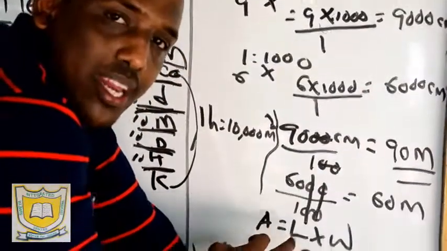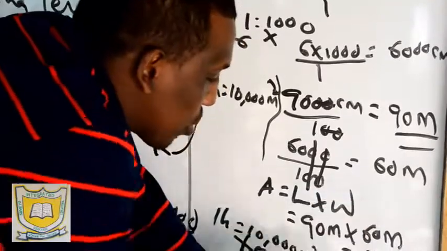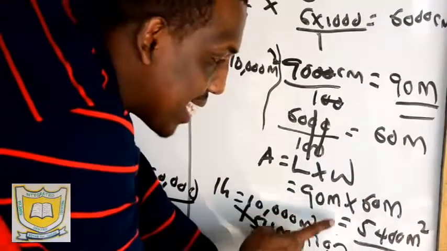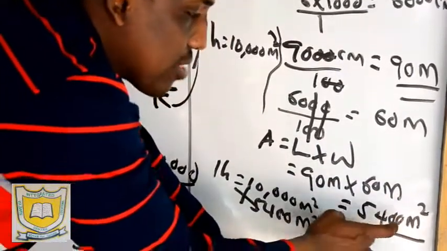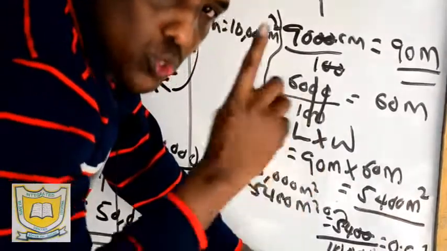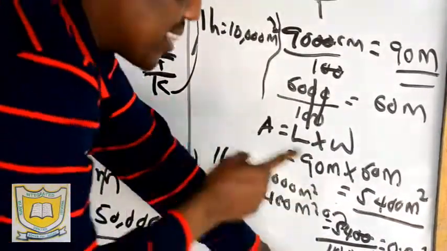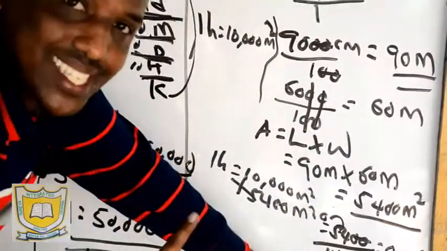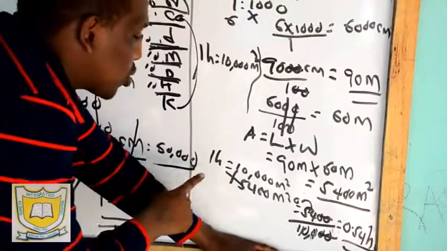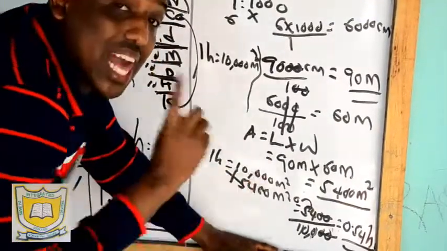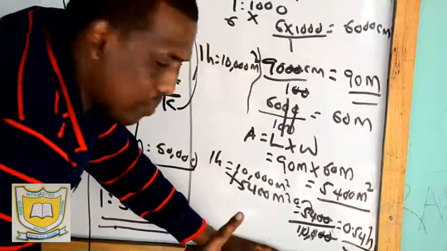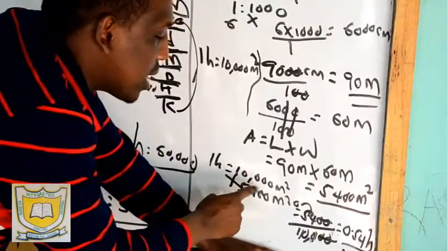Area of the figure now, length times width. Length, which is 90 meters times 60 meters, you will get 5,400 meters squared. That is the area. But they wanted the answer in hectares. The formula is 1 hectare is equal to 10,000 meters squared. You should cram that. 1 hectare is equal to 10,000 meters squared.